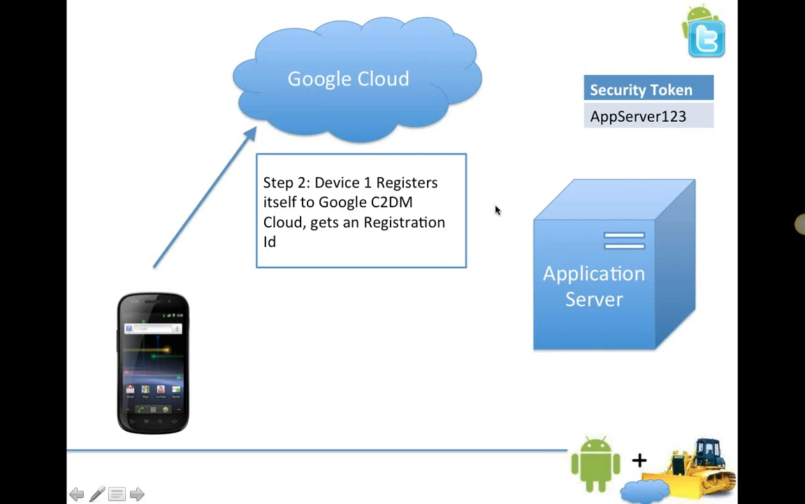The second step is that the device needs to tell the cloud that it is interested. Or rather, you can talk about the application, not the device, so look at the device as the application in this case. I've used the device in the diagram, but think of it as the application. So the application registers itself with Google C2DM saying, hey, I am interested in receiving messages from the cloud. Then Google Cloud says, okay, I have noted it down. This is your ID. If somebody wants to send you a C2DM message, you need to tell him to send it to this particular ID. That way I will know that this message is for you, and I will send the message to you.